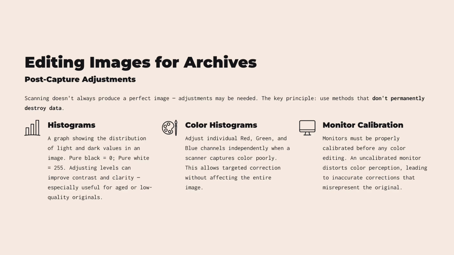If your histogram shows that the image's lightest values stop at, say, 180, that means you have no true whites. Adjusting the white point to where your histogram actually ends will brighten the image without adding or destroying data. The critical constraint: edit in ways that preserve information. Adjusting levels is generally safe. Applying filters that permanently alter pixel data is not.